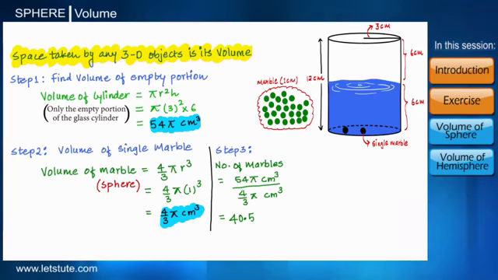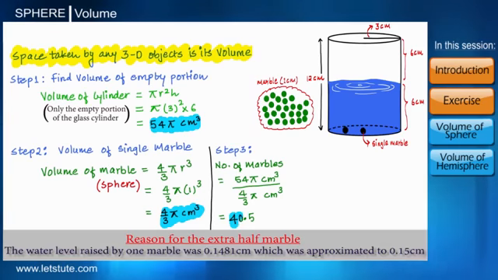That means it actually needs 40.5 marbles, or you can say that we need 40 and a half marbles. So we are getting an almost equal answer. So guys, this was the logic about the rising water level. And whenever there is logic, there is mathematics.